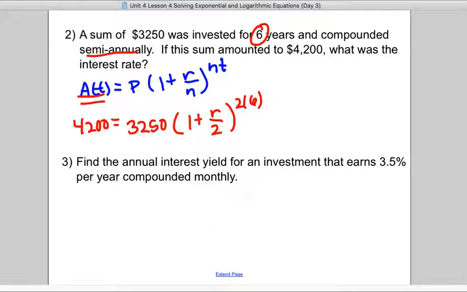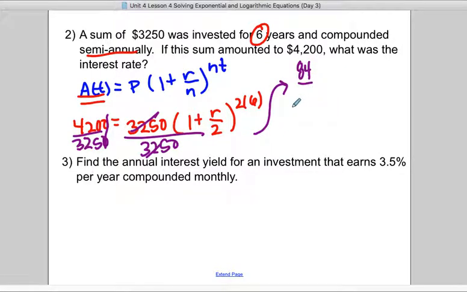So we need to go ahead and isolate this piece. So I would divide both sides by 3,250. So those zeros for sure cancel. So 420 divided by 325. Not very nice. We're going to leave it as a fraction. A reduced fraction, it's 84 over 65 equals 1 plus r divided by 2 to the 12th.